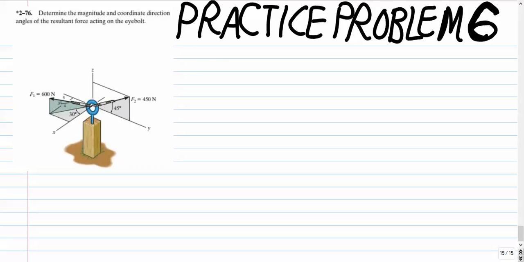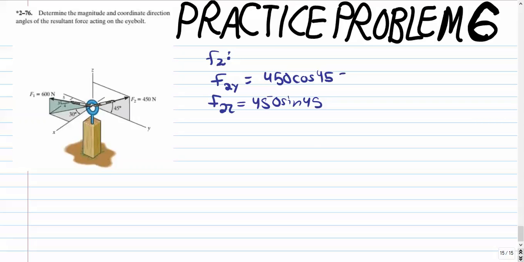Okay, so let's get started with the z and y direction. The y component of F2 is going to be 450 cos of 45, while the z component of F2 is going to be 450 sin of 45, and these are going to be equal to 318.2, both of them.